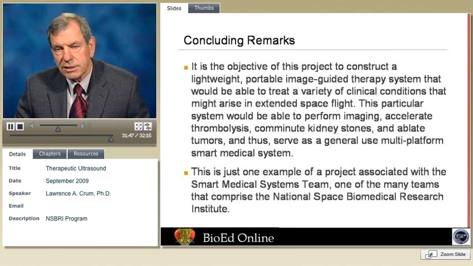And so this is a kind of technology that we try to develop under our Smart Medical Systems team, that is using a platform technology like ultrasound, and then adding different components to that platform technology to treat a variety of conditions that might arise in our exploration of space.